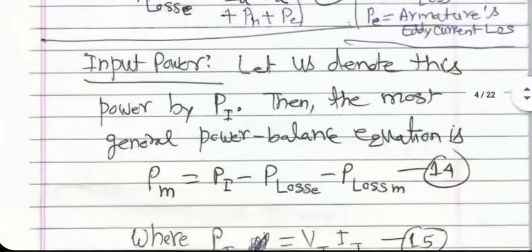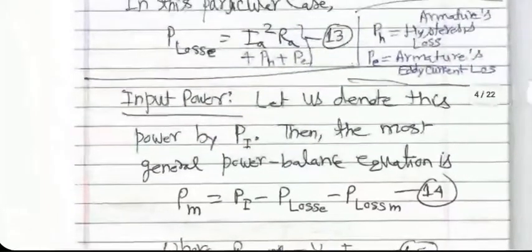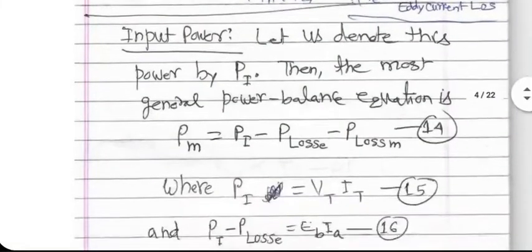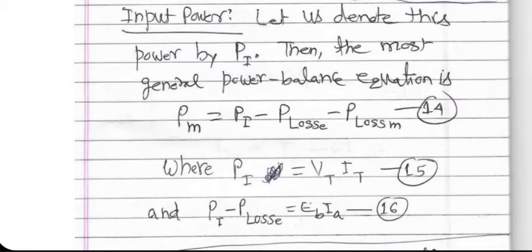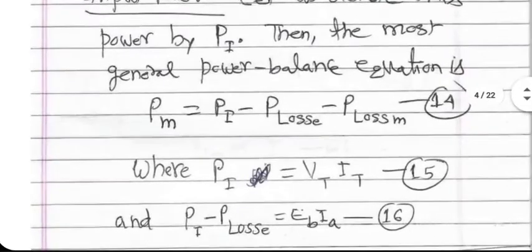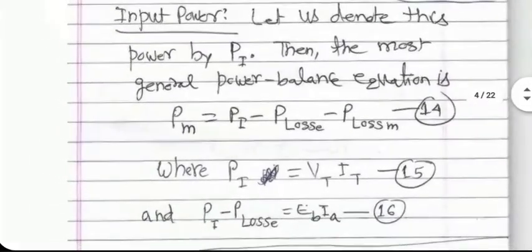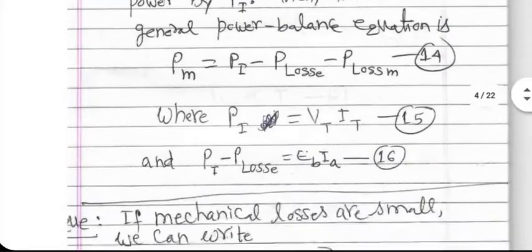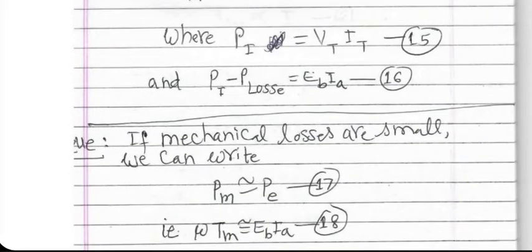Input power, let's call it PI. Again, I am repeating the equation. PI minus P loss E minus P loss M equal to PM, which is mechanical power. Okay, that's the power balance equation. PI is VT into IT. And PI minus mechanical loss is the electrical output power, EBIA, which is also denoted in many cases by PE. When we do numerical problems, this will become more clear, hopefully.